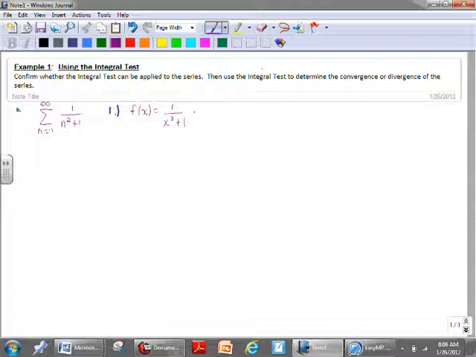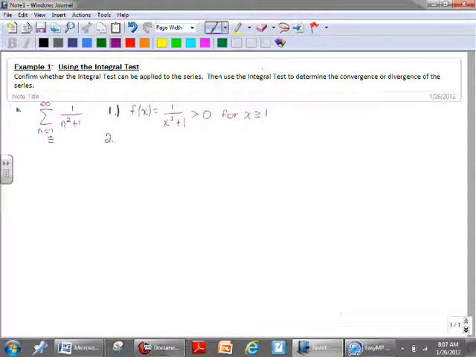And I'm not talking about going through a bunch of hoops to do that. I mean, just think about this. This guy is always going to be positive for values of x that are going to be 1 and bigger, right? Because remember, our x is like our n, and over here we have a 1 where our index is going to begin. So, criteria 1 has been met.